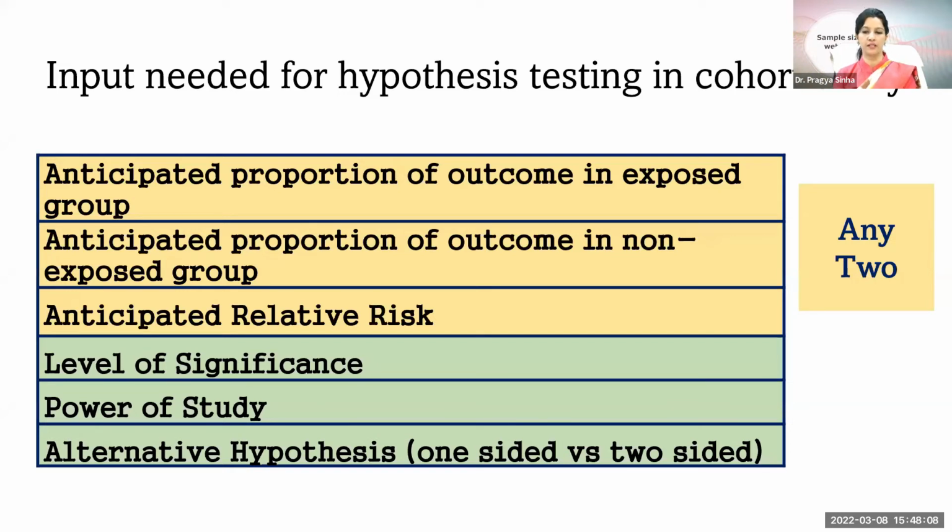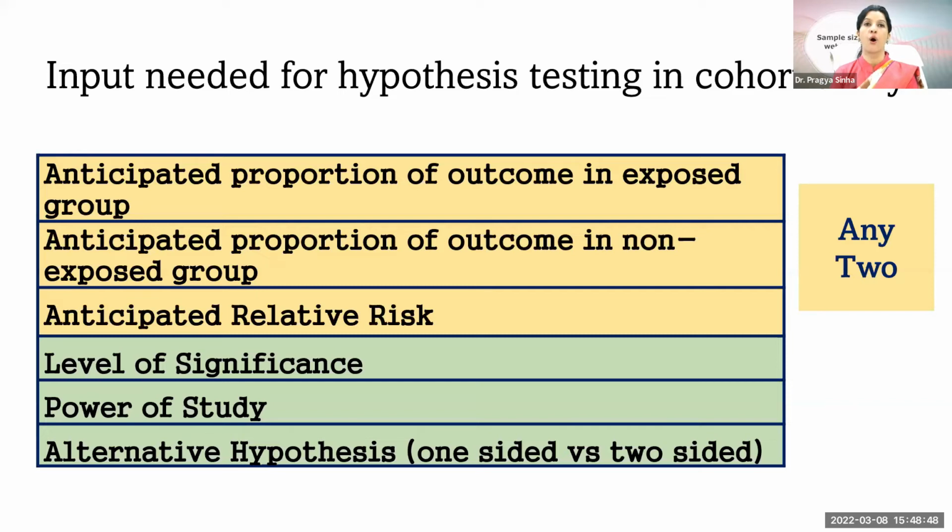Out of these three, you should have at least two values with you, then only you can calculate the sample size. The other three things you can decide are the level of significance. We have learned that we usually keep the level of significance at 5%. Then the power of the study. 1 minus beta is the power of the study, and beta is basically accepting the null hypothesis when it is false. This tells you how sure and how confident you are that the study will detect that much difference. And then the one-sided or two-sided hypothesis.